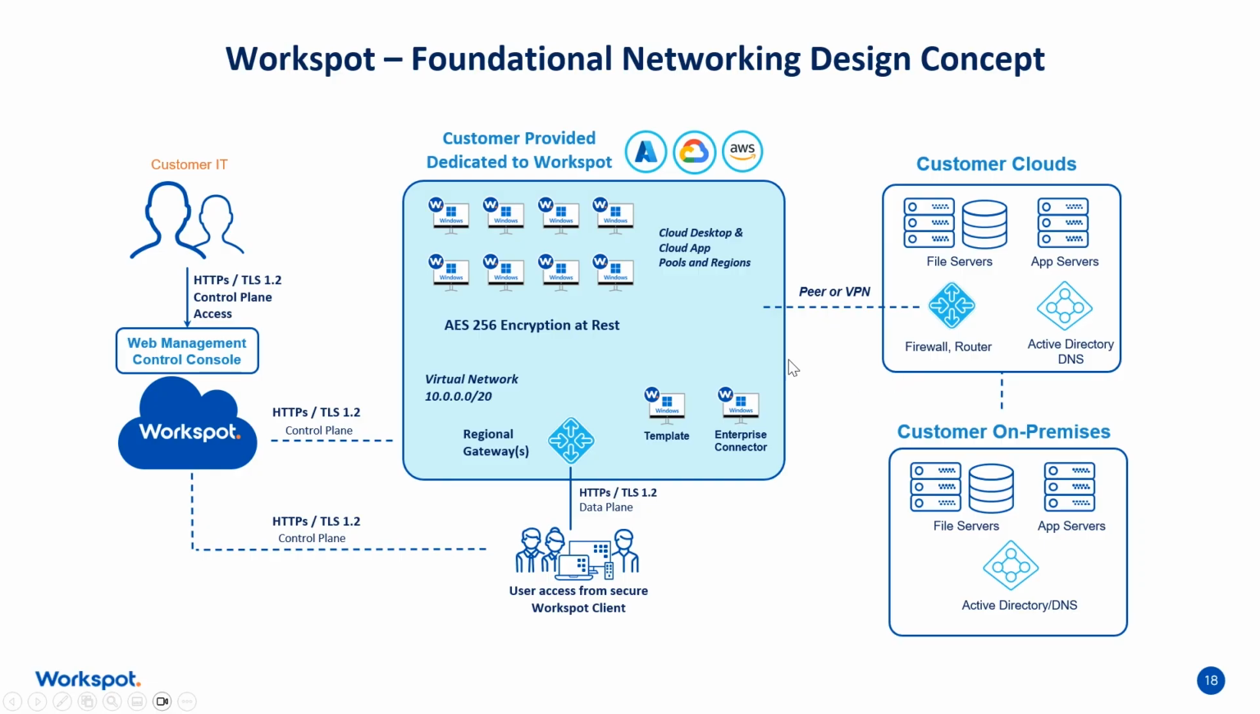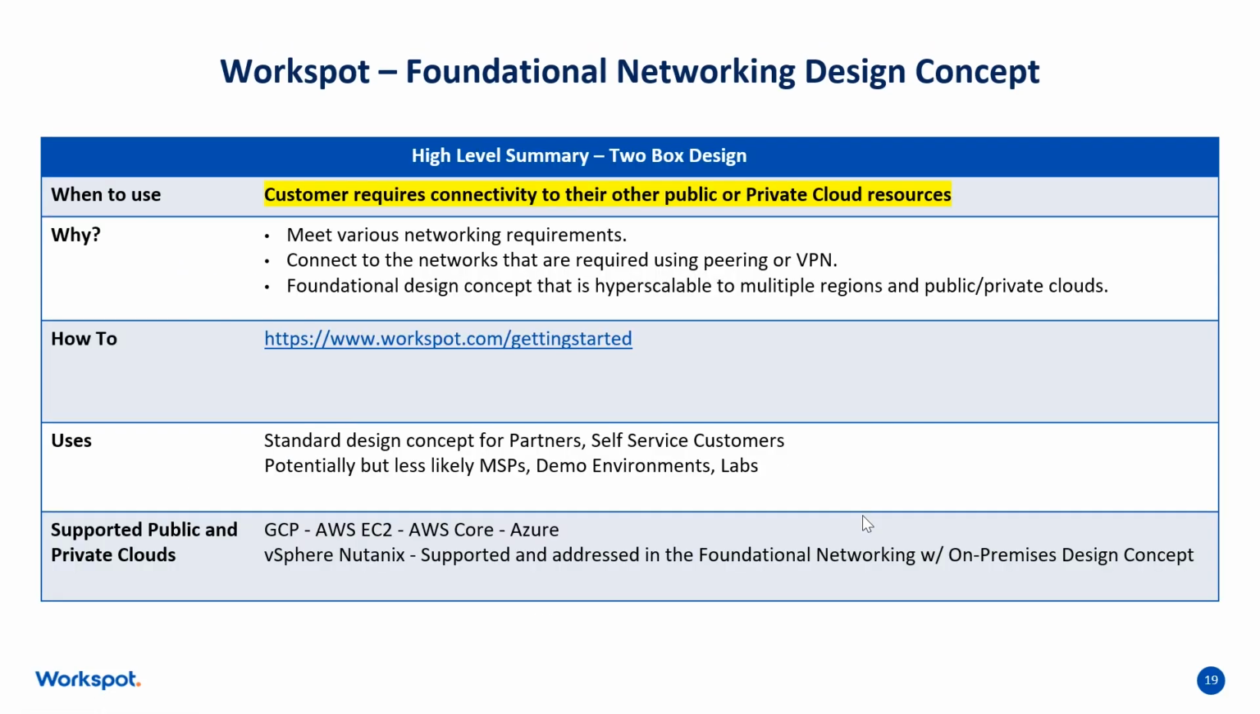It's a fundamental thing. Now, if you notice, why we call it a two box design is because we have the Workspot box and we've got the box that we connect to. Now, where that box we connect to goes from there, there's all kinds of possibilities, but that's outside of the scope of Workspot. And, as you can see, those boxes typically have an on-premises connection already. And so that's where we come into play there. And again, this is where a customer requires connectivity to other resources.